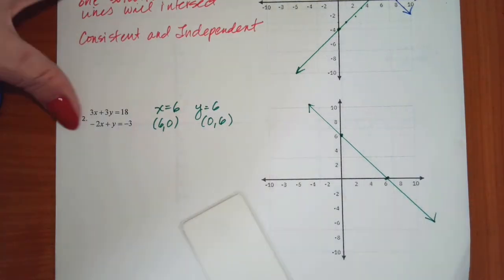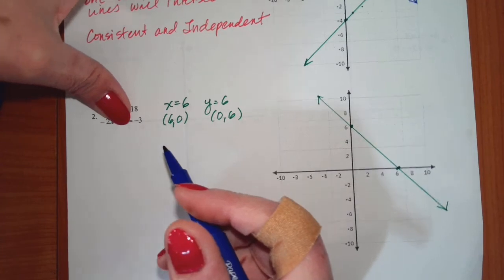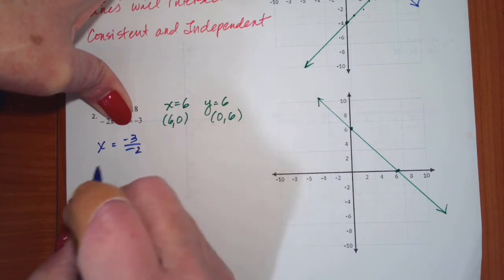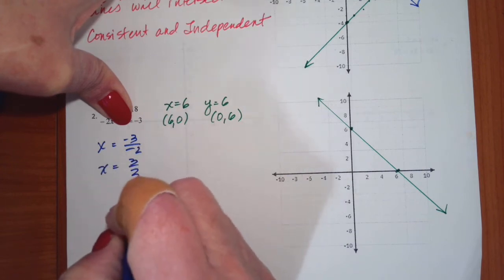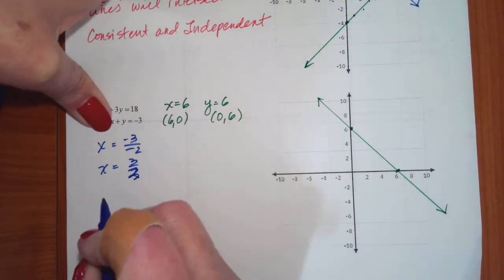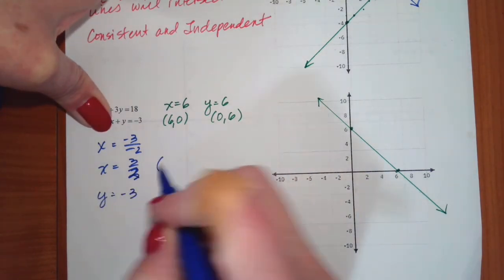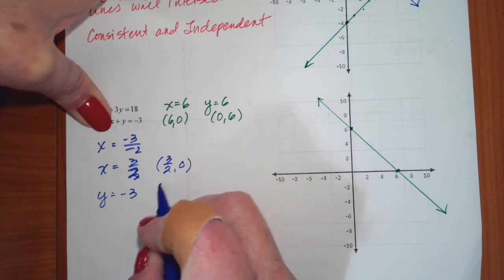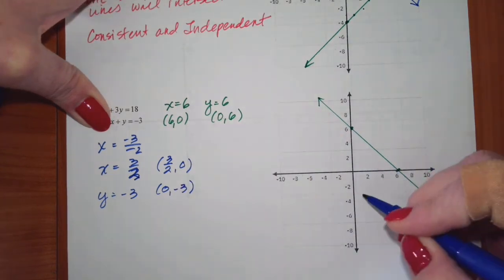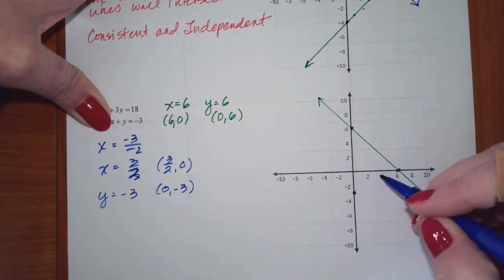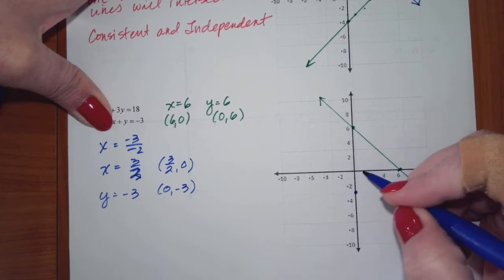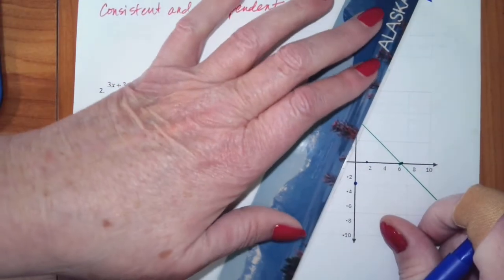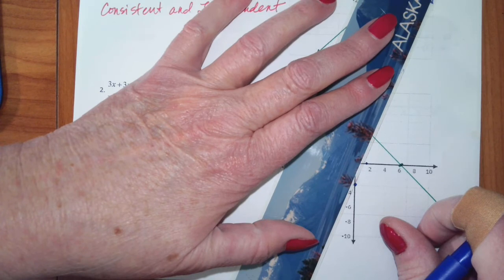If I do the same thing to my next one, if I have negative 2x equals negative 3, then x equals negative 3 over negative 2, which means x is 3 halves. And I have that y equals negative 3. So my x-intercept is 3 halves, 0, and my y-intercept is 0, negative 3. Now, if I'm really good at graphing, I can graph that. If I'm not really good at graphing, 3 halves is 1.5, there's 1. Then I may want to do something else. I may want to pick another point and see what I can do with it. Or put it in slope-intercept form.